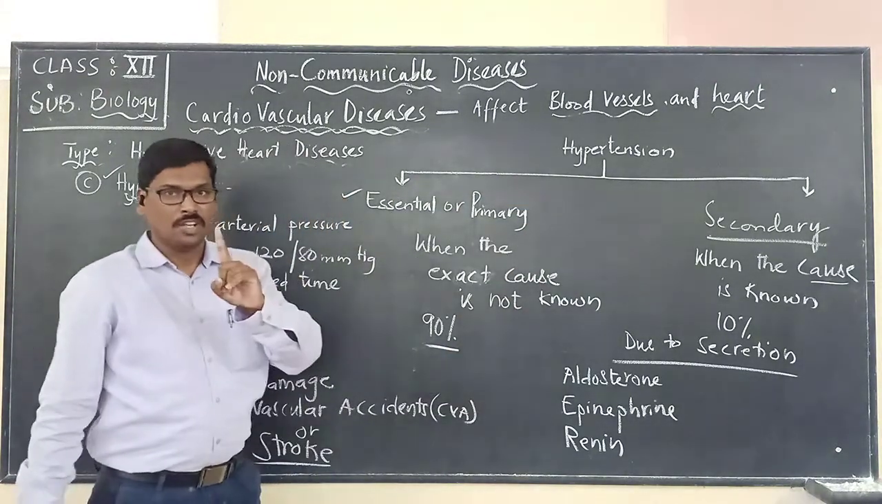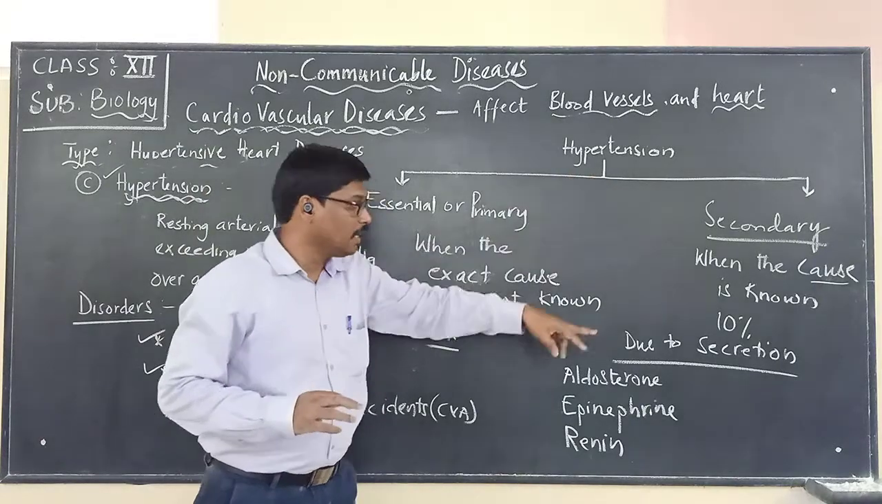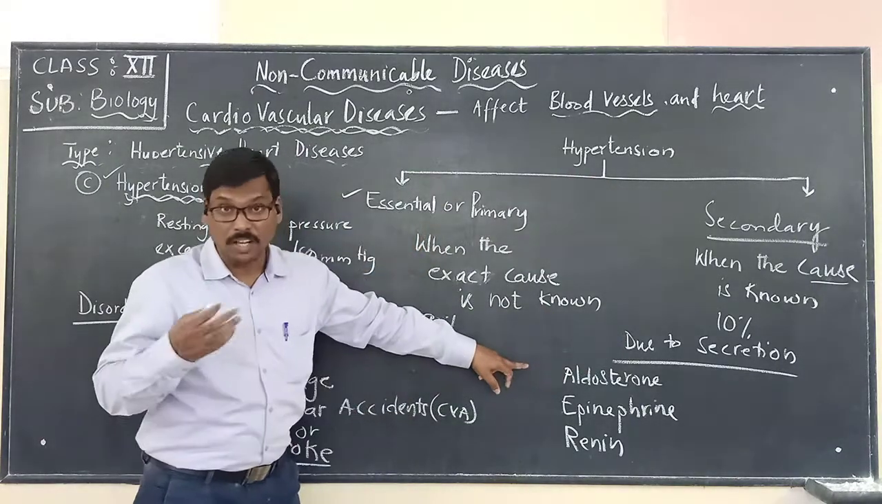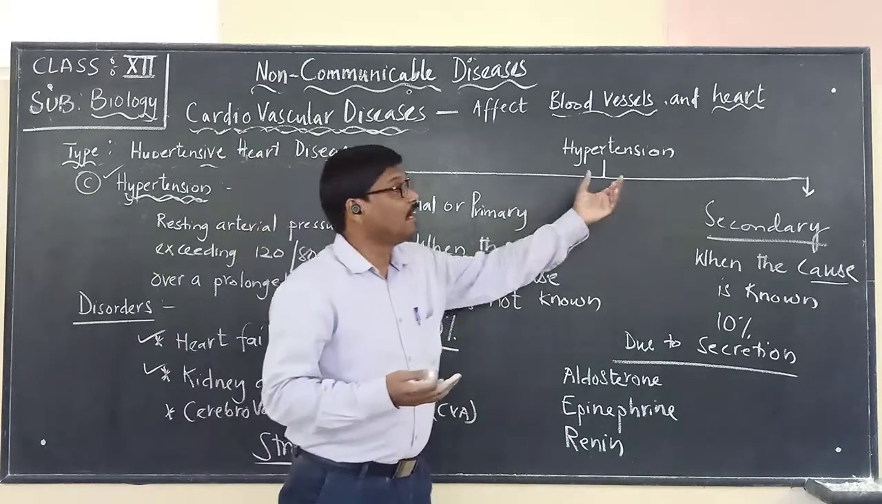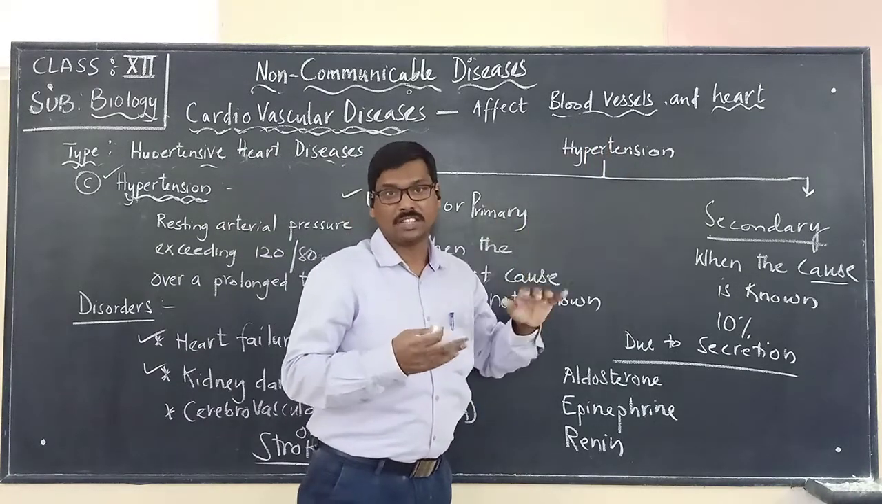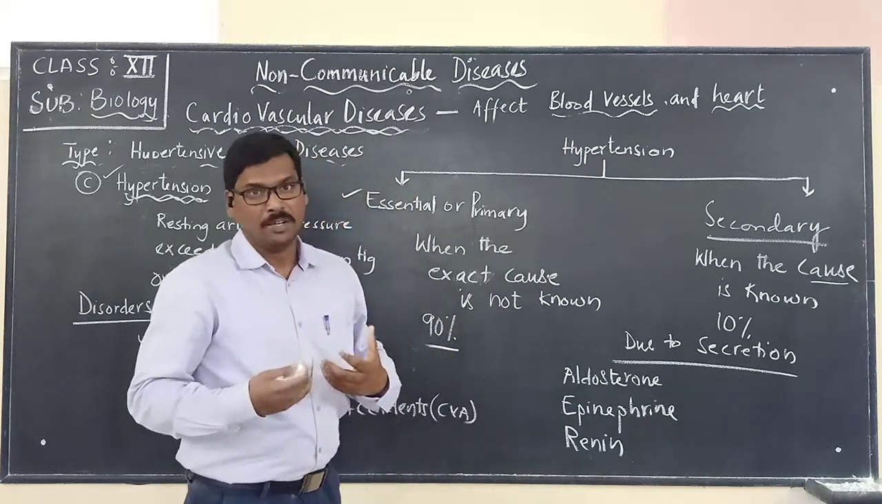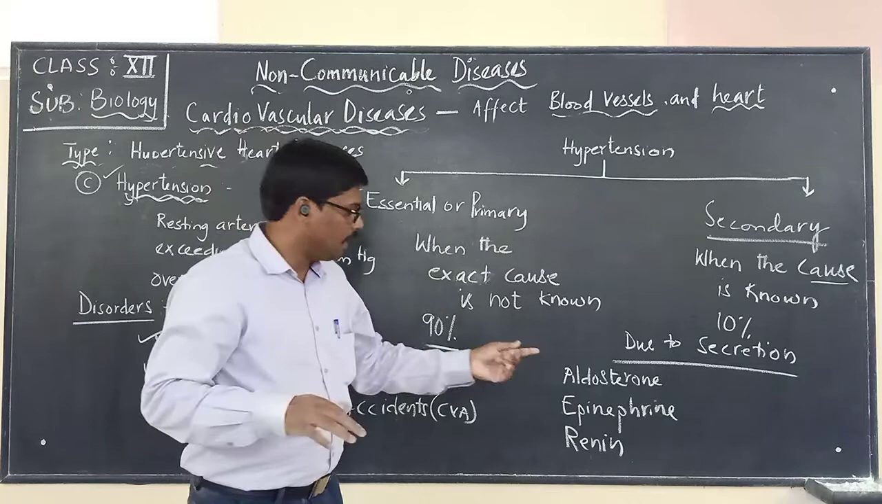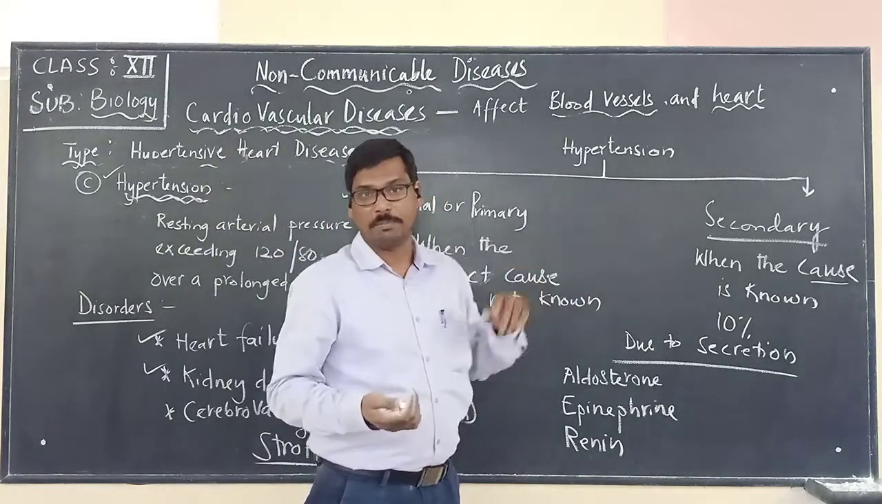So what is the cause now for the increase in the hypertension? Here, due to secretion of aldosterone, epinephrine and renin, it can lead to what? Hypertension. Over secretion. Please remember, all these are very important in the body, but they should be balanced. When they are produced in more quantity, it leads to secondary hypertension.